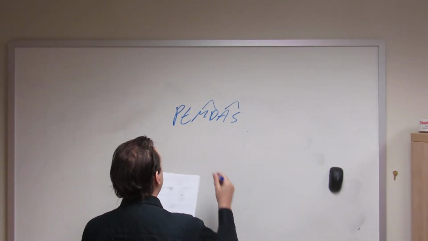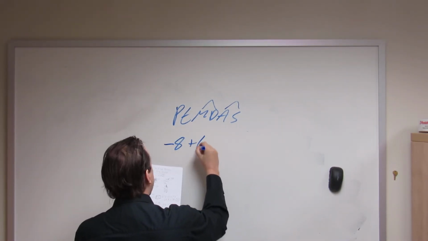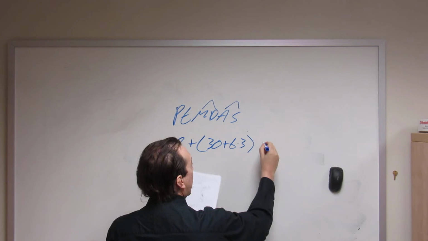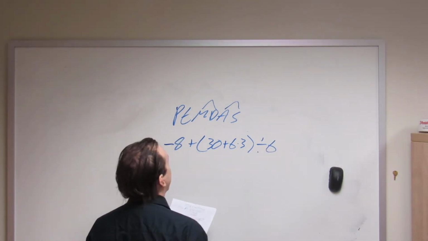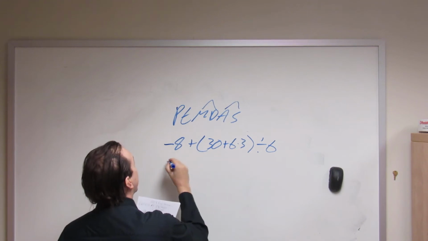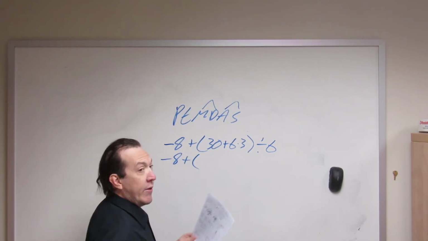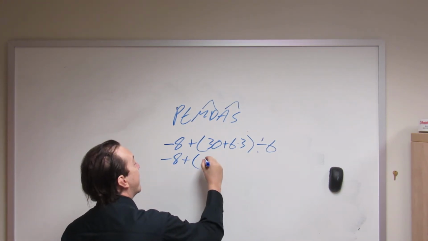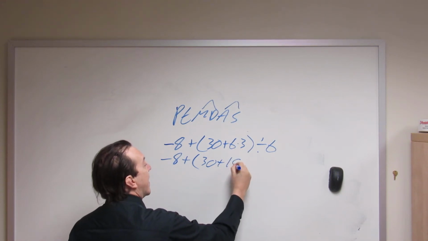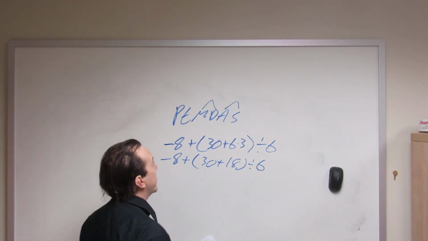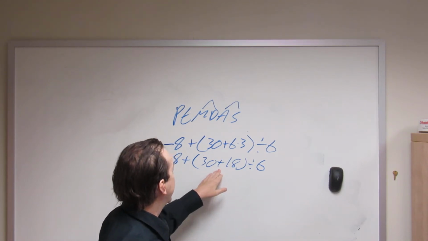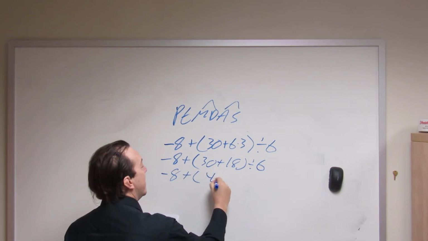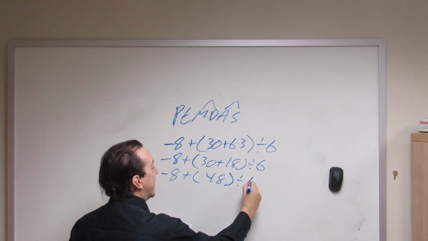Then let's say you have something that looks like this. Negative 8 plus, in parentheses, 30 plus 6 times 3, close the parentheses, divided by 6. So we do what's in parentheses first. In parentheses, we have a multiplication, so we do that first. 6 times 3 is 18. Now we do the parentheses: 30 plus 18 is 48, divided by 6.